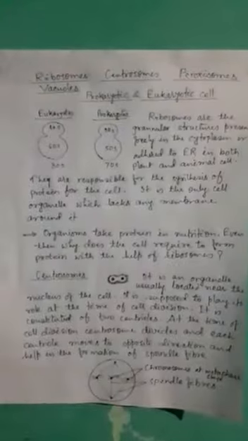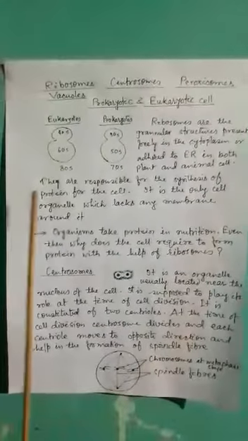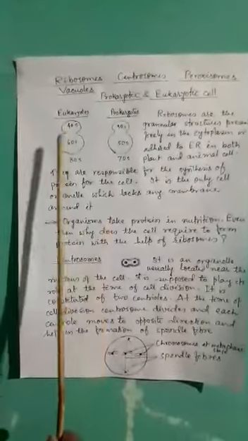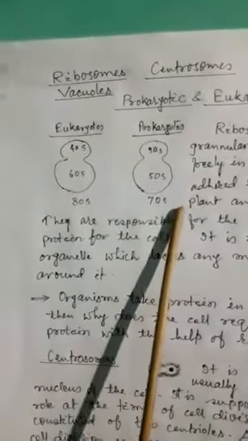Ribosomes are granular structures present freely in the cytoplasm, or they can be found adhered to the endoplasmic reticulum, both in plant and animal cell. These ribosomes are responsible for the synthesis of protein for the cell. It is the only cell organelle which lacks any membrane around it. Here you can see the diagram. You find it written here 80S and here 70S.